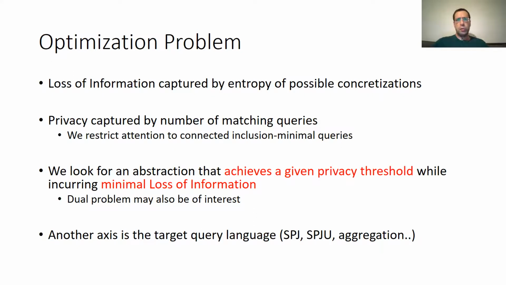We capture loss of information by the entropy of possible concretizations. We capture privacy by the number of matching queries after restricting attention to connected inclusion minimal queries. And we look for abstractions that achieve a given privacy threshold while incurring minimal loss of information. We also study the dual problem, which may be also of interest. And we parameterize this whole thing by the target query language, whether it's conjunctive queries, UCQs, or queries with aggregation.